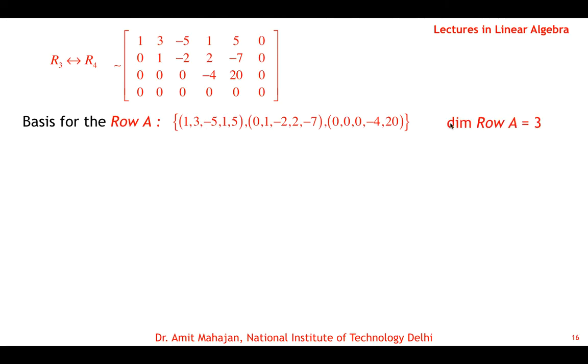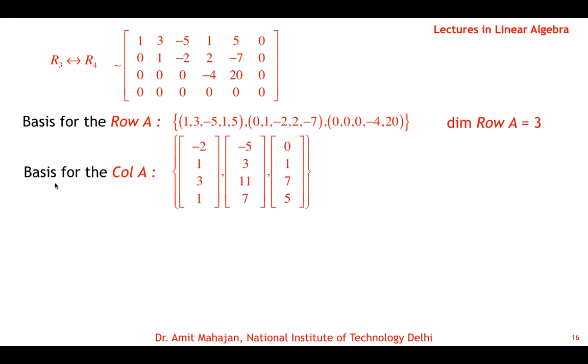Immediately we know that the dimension of column space A is also 3. What will become the basis of column space A? The pivot columns of A. The pivot columns are the first column, second column, and fourth column, but they are not to be written from here; they are to be written from the original matrix A. So the basis for the column space A are the first column, second column, and fourth column of the original matrix A, and the dimension of column space A is again 3.